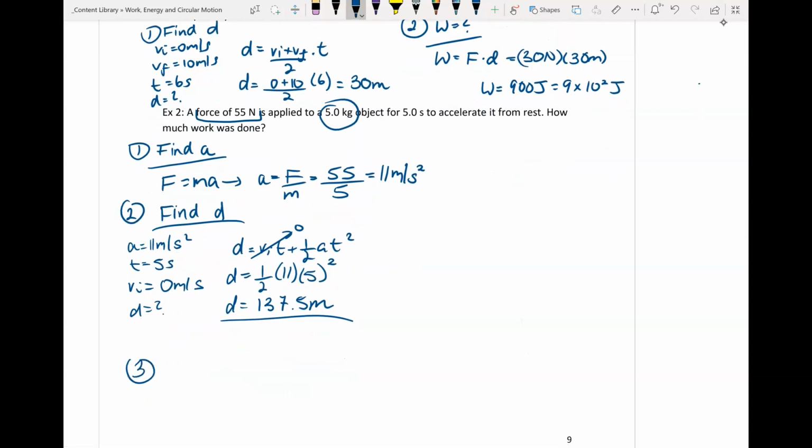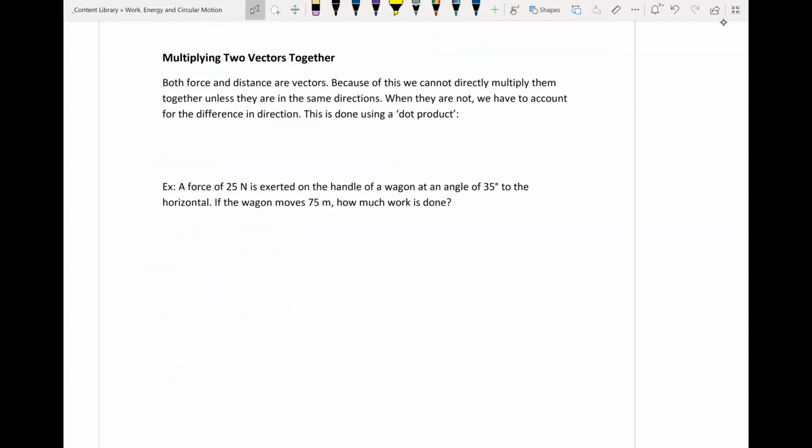The last thing we're going to do now is find work. Work is force multiplied by distance. Our force was given to us in the original question, which is 55 newtons, and the distance we just found is 137.5 meters. Our final answer is 7,562.5 joules. The next thing we're going to look at is multiplying two vectors together.